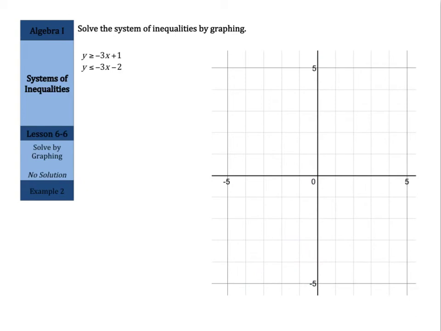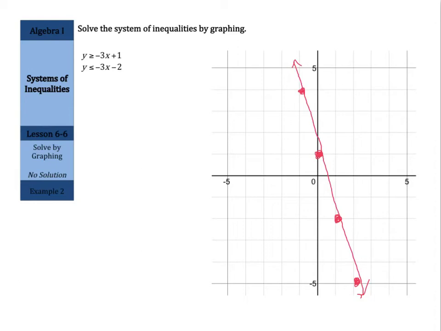Next, we have y is greater than or equal to negative 3x plus 1, and y is less than or equal to negative 3x minus 2. Let's go with the first inequality. Our y-intercept is at 1. And our slope of negative 3 means we're going to drop down 3 and go to the right 1. And again, down 3 to the right 1. We could also go up 3 and to the left 1. And we have an or equal to, so we can just draw in our solid line.